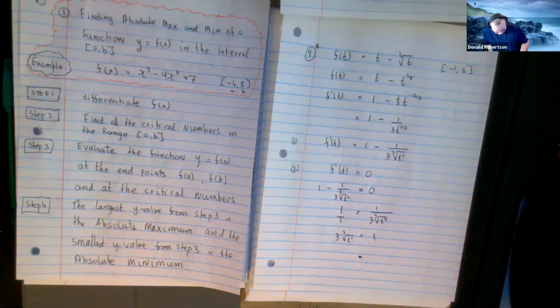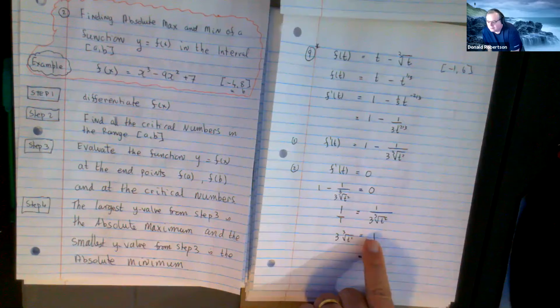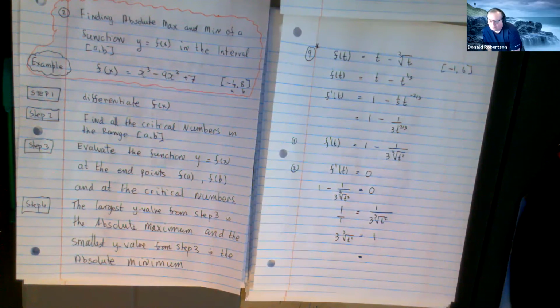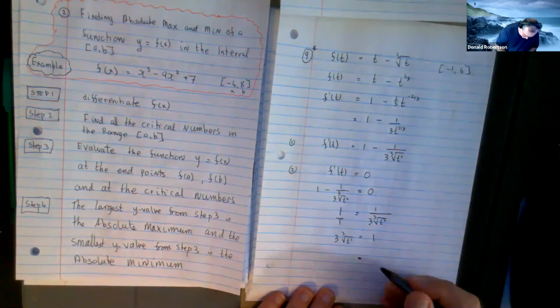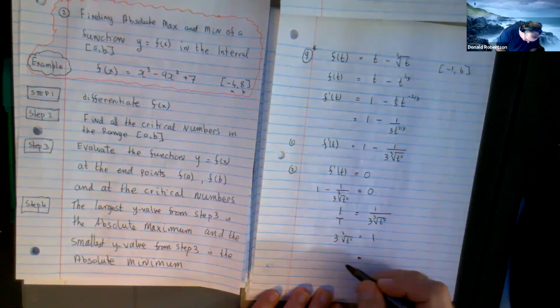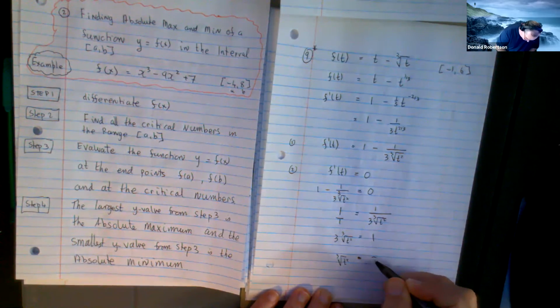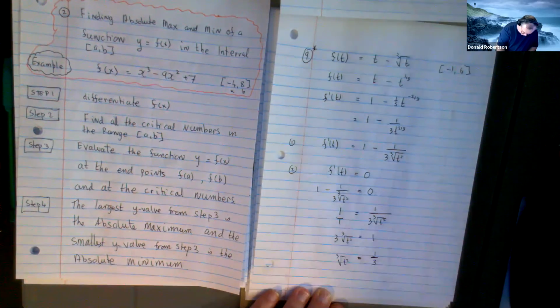Oh, it's 3t to the 1/3 equals 1. And I want to solve for t. What do you think I'm going to do next? Divide by 3. Yeah. Oops. There we go. Fixed it.